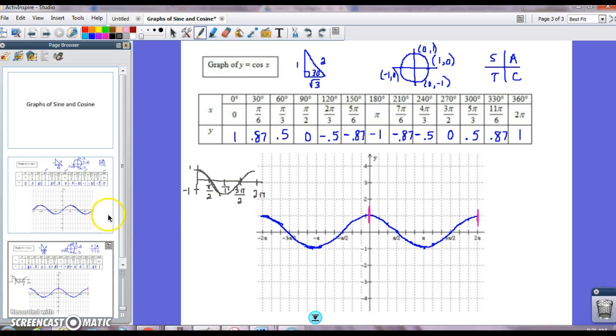The last video we did the general shape of the sine graph. As we move on, we're going to talk about different components of this that we can change and how that changes the graph. But for now, I just want you to get the basics of these two down.